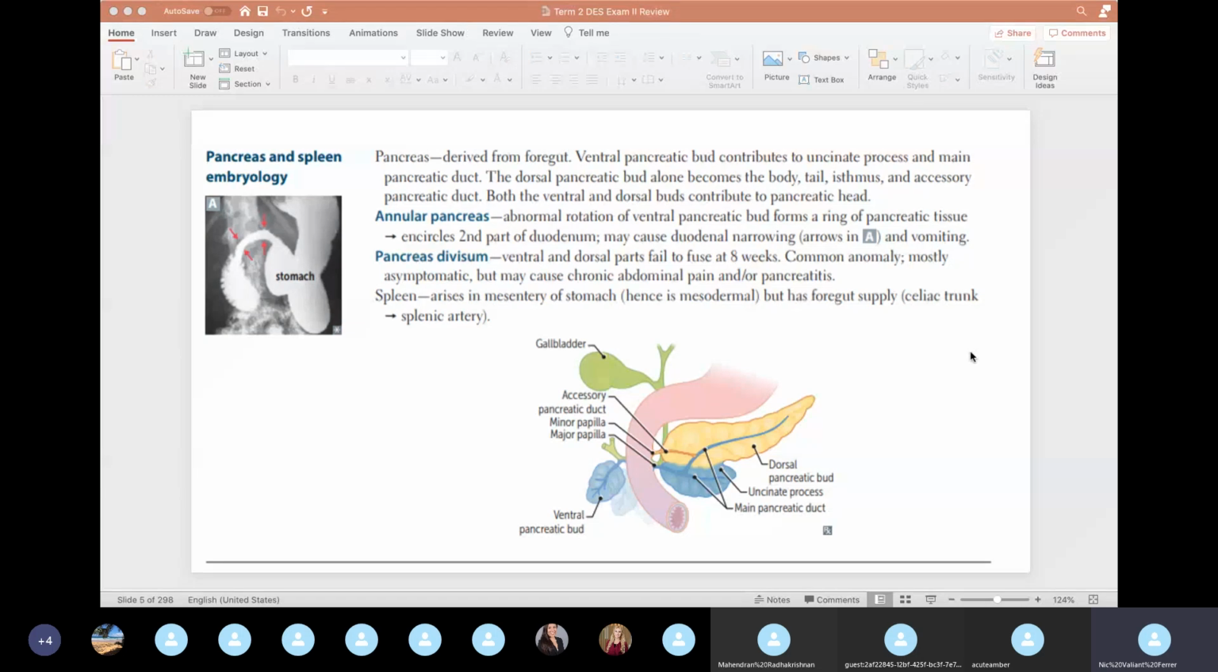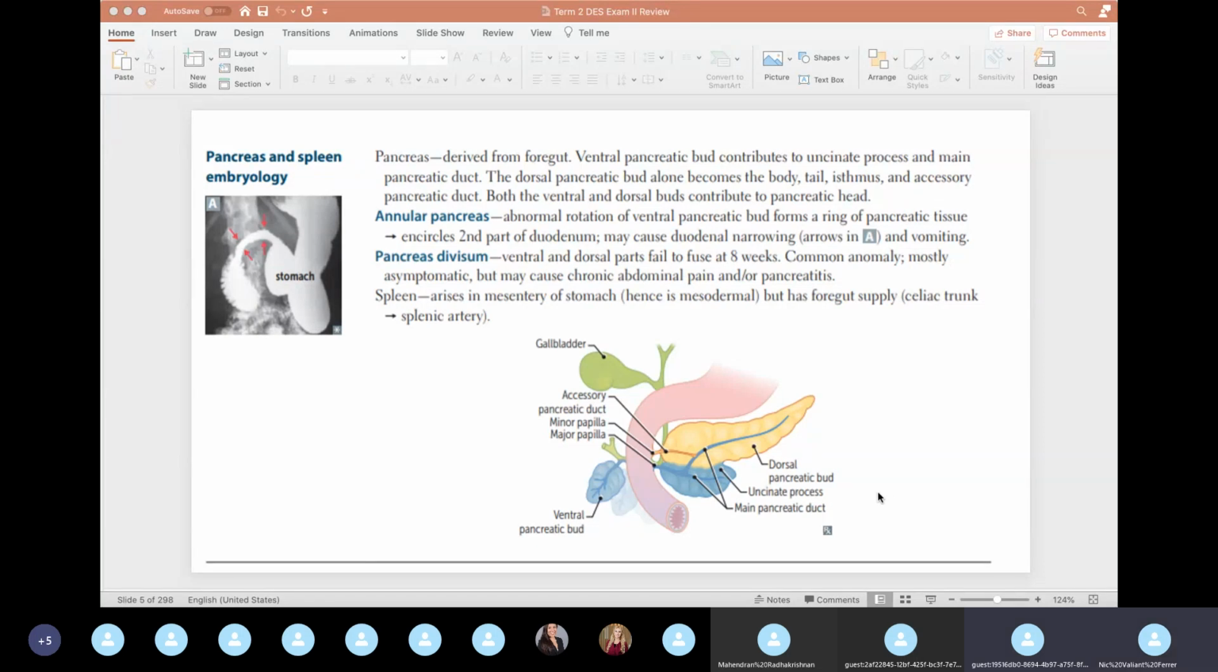Now, the spleen is very, very peculiar in this aspect. Why? Because it arises in the mesentery of the stomach. So what is the embryological origin of the spleen? Is it ectoderm, mesoderm, or endoderm? What is the answer? For the spleen, is it ectoderm, mesoderm, or endoderm? The embryological origin of the spleen.